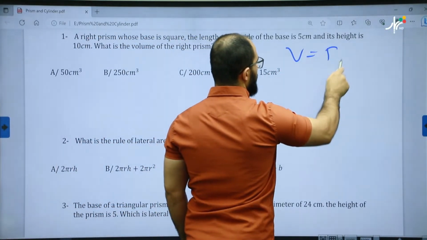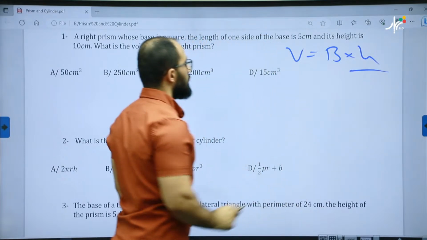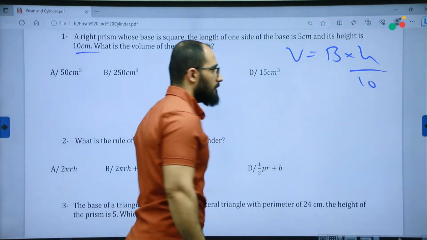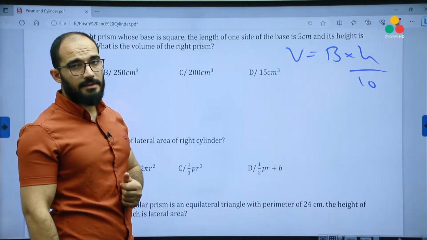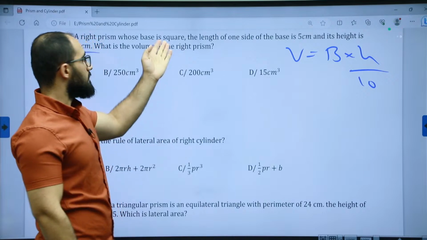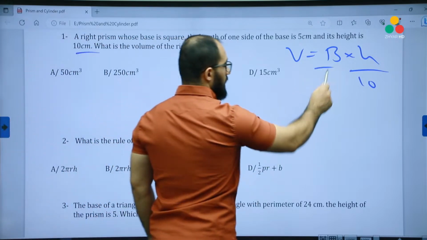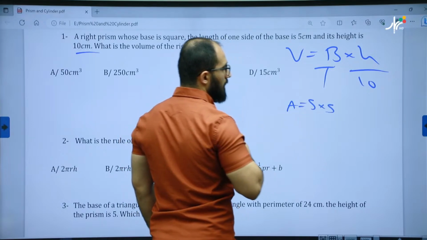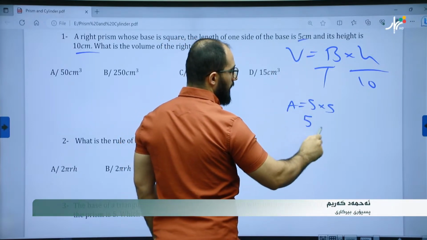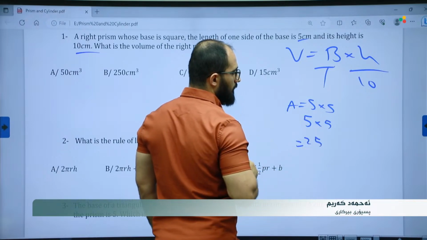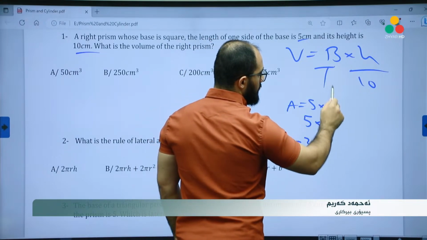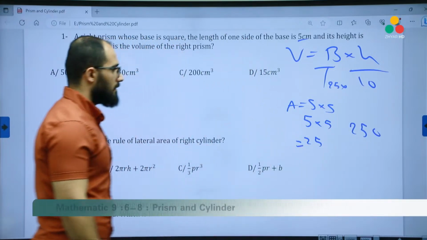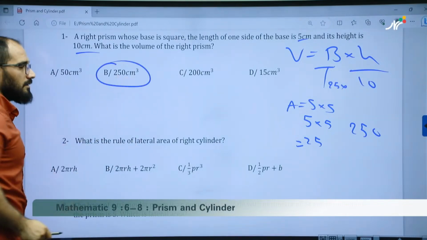V is equal to B times H. What is the H? It says the height is 10 centimeters. Write down 10. But we have to find B. B is the base area. What is the base? The base is a square. So the area of a square is going to be S times S. Side length is 5. 5 times 5 is equal to 25. So B is 25, times 10 is equal to 250. So the answer is 250 centimeters cubed.